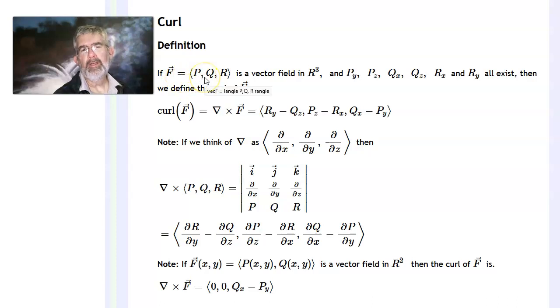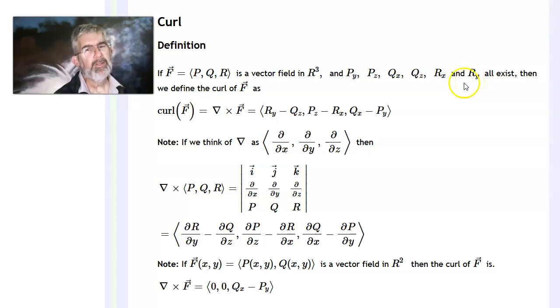Curl is generally a 3D concept, but we will modify it slightly to make it a 2D concept as well. But if you get a vector field in 3D, so P, Q, and R are the components of the vector field, and each of those have appropriate partial derivatives existing. So P has to have partial with respect to y and z existing. Q has to have x and z existing. R has to have x and y, those partial derivatives existing.